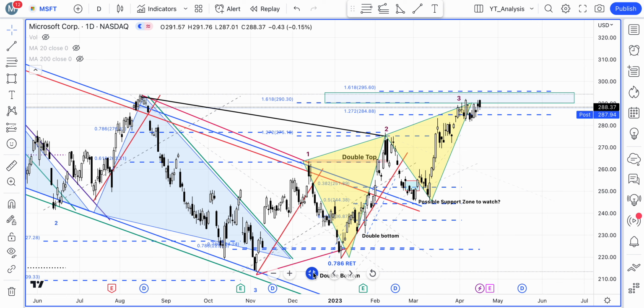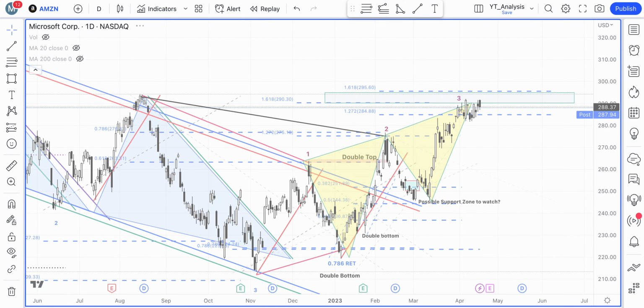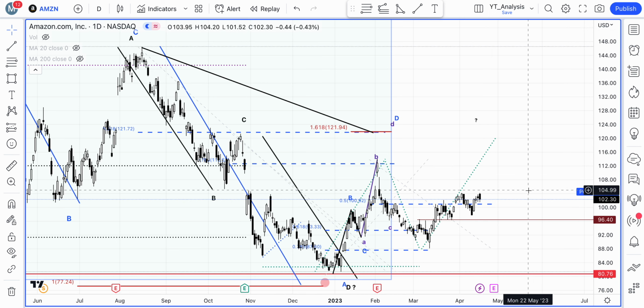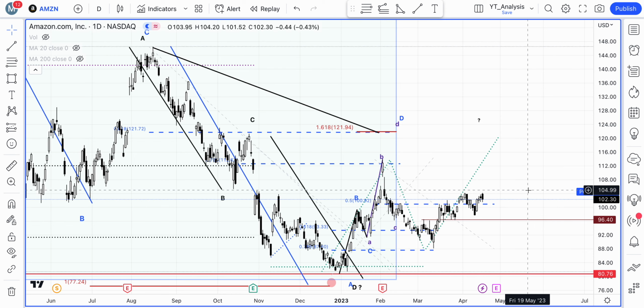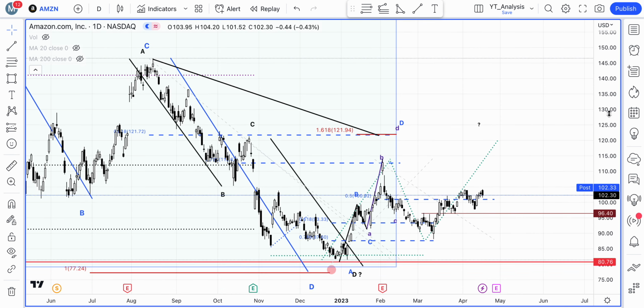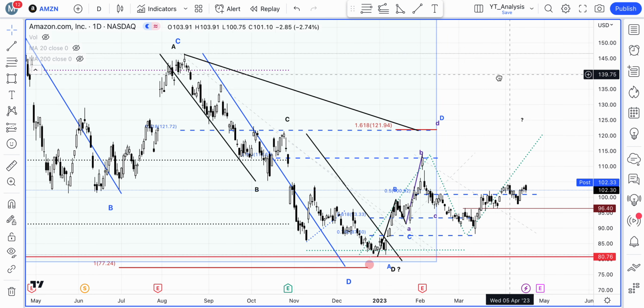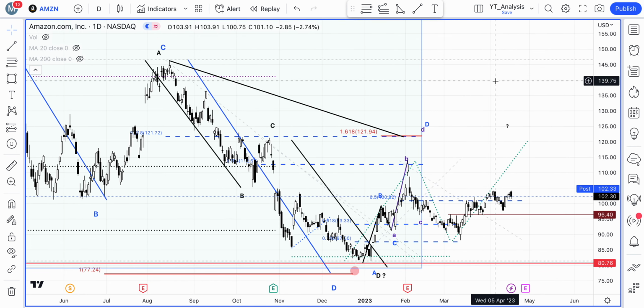And let's move on to Amazon. This is the daily chart of Amazon.com. Although there is a technology component involved because of AWS, Amazon Web Services, it is still classified as a discretionary stock because of the retail component.